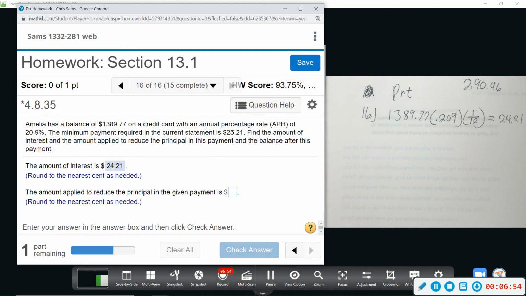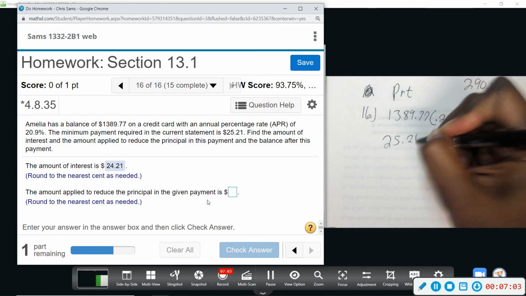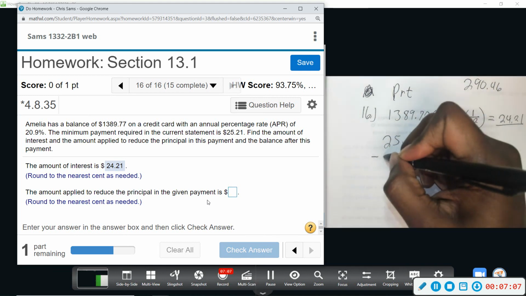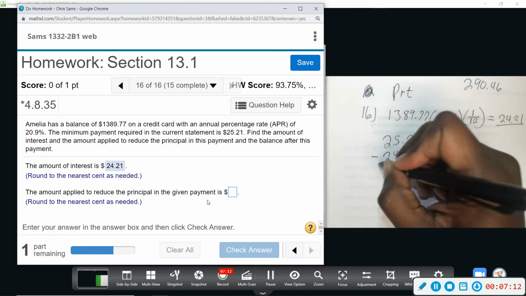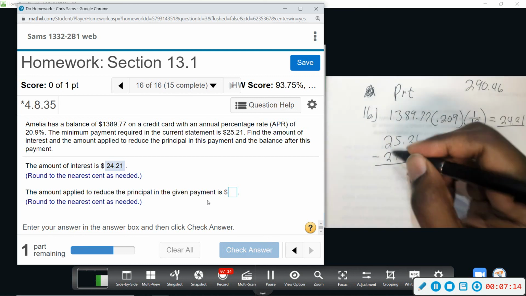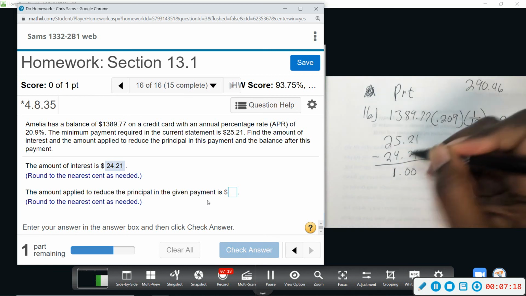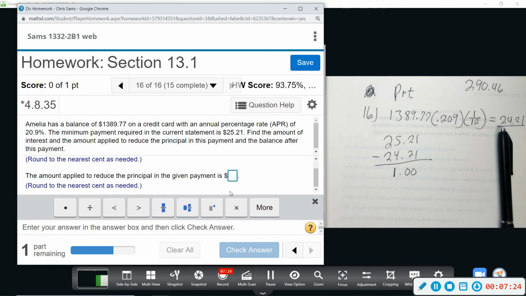All right, the amount applied to reduce the principal in the given payment. Okay, so out of the payment of $25.21, 24.21 of that is interest. So you've got to take that out. That's not even going toward the balance. So you paid $24.21, and only $1 out of the 25 that you paid is actually going to reduce the balance. So the amount to reduce the balance is $1.